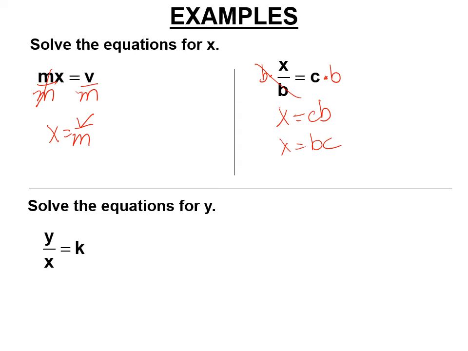Solve the equation for y this time. Oh, I changed it up. All right, so now y is being divided by x. So what do you do? You multiply both sides by x. And so y, oh, wait a minute. Y equals kx, right? That's what we use for proportions, right?